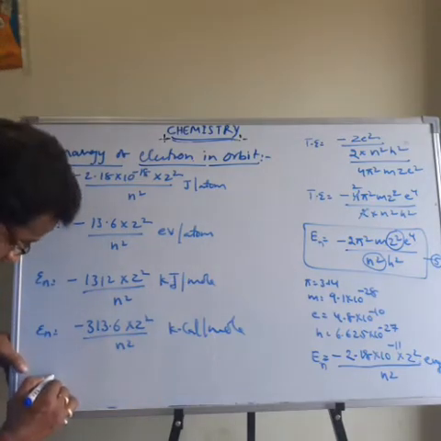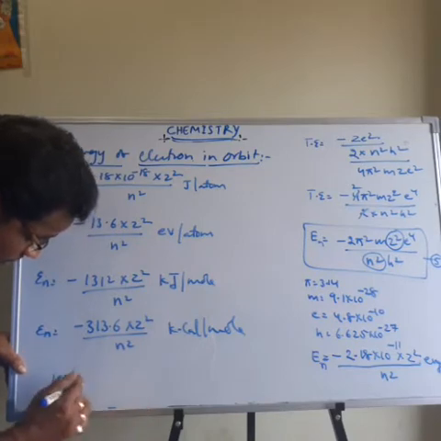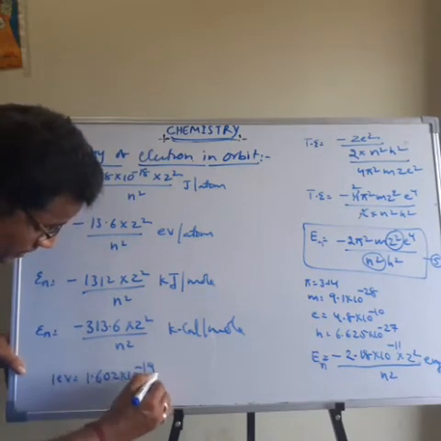Next, 1 electron volt is equal to 1.602 into 10 power minus 19 joules.